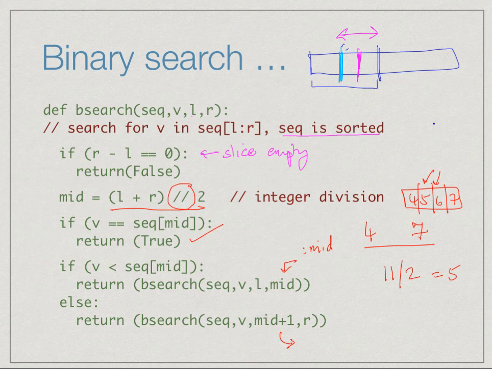So eventually, supposing we have a slice of just one value, so 5 to 6, for example, then at the next point, we will end up having to look at just a slice from 5 to 5 or 6 to 6, and this will give us a slice which is empty, because we will find that the right point and the left point are the same.